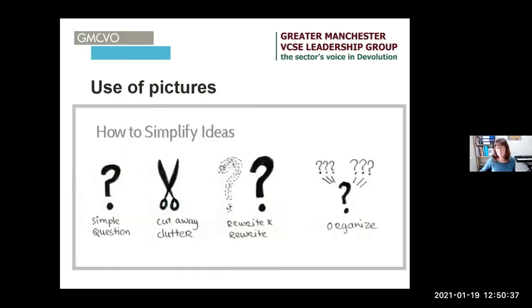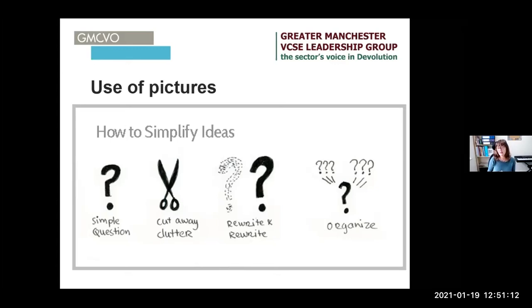Use of pictures is really important. A picture can say a million words, which is why I put a little picture up here. It's probably a little picture that summarizes some of the stuff that I've said. So: a simple question, cut away clutter, write and rewrite. I didn't say that actually, but it's in my picture. And organize. It can be a really, really simple and clear way to express an idea or to illustrate complex information. Sometimes a little flow chart works for people as well.